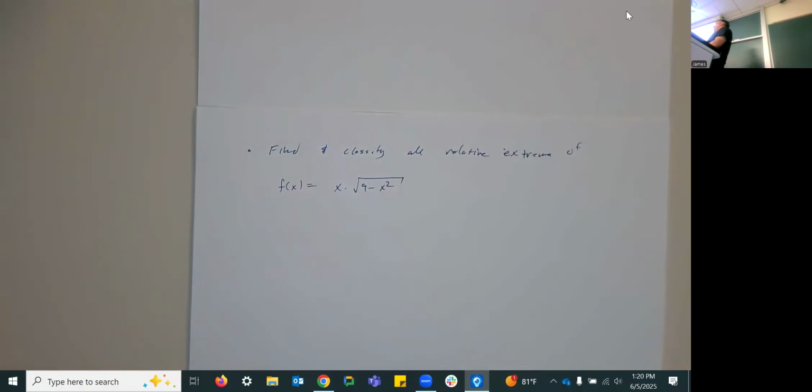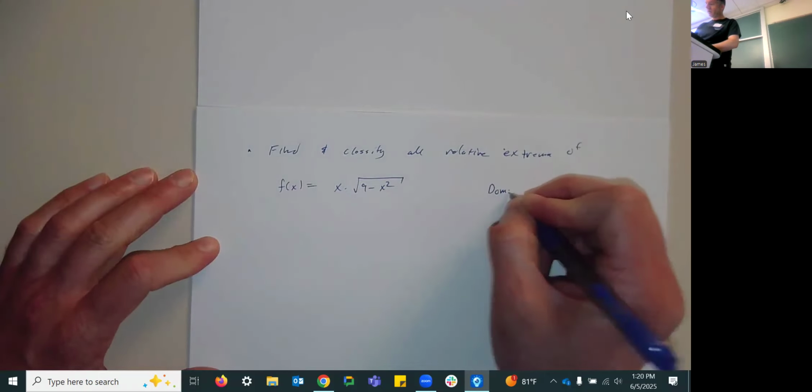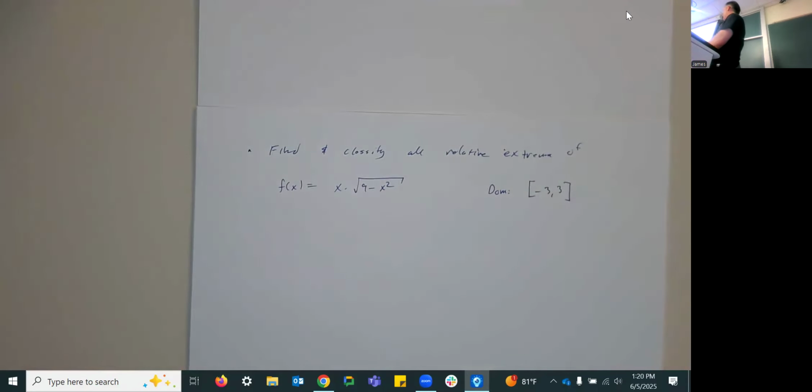So let's say that we want to find and classify, meaning tell me if it's a maximum or a minimum, all relative extrema, which is plural for max and min, of f of x equal to x times the square root of 9 minus x squared. There's something important about this function that you need to know. It's got a very limited domain. The domain here is from -3 to 3. The biggest x can be is 3. If x is any bigger than 3, you have 9 minus a number bigger than 9 and the square root of a negative, which is not real. Same deal if x is more negative than -3.